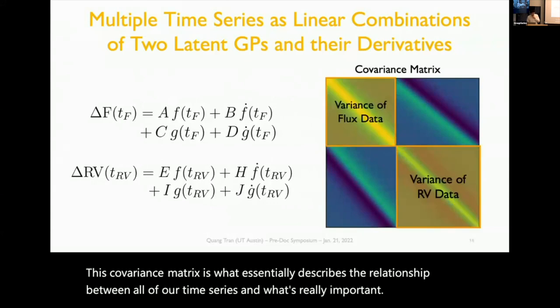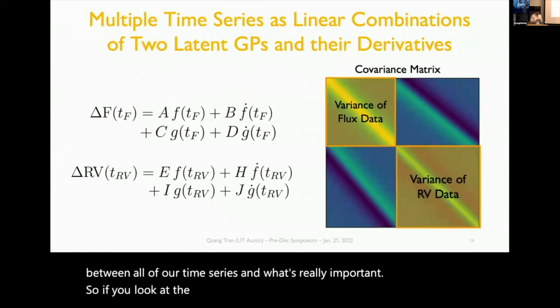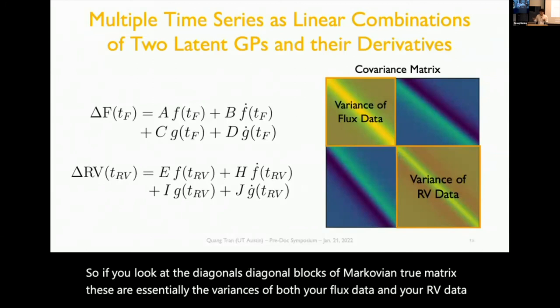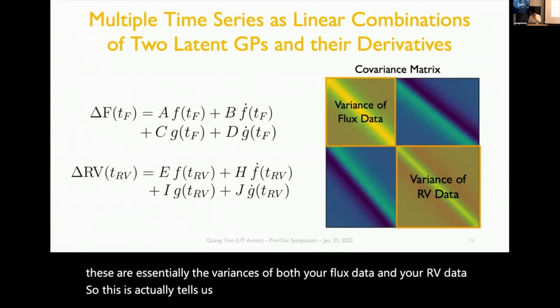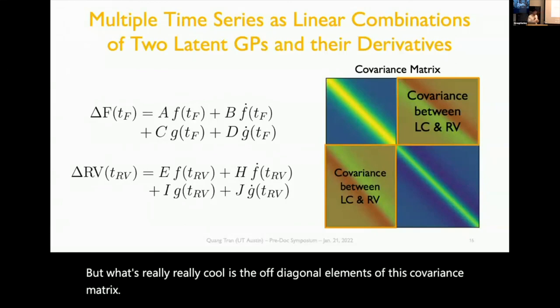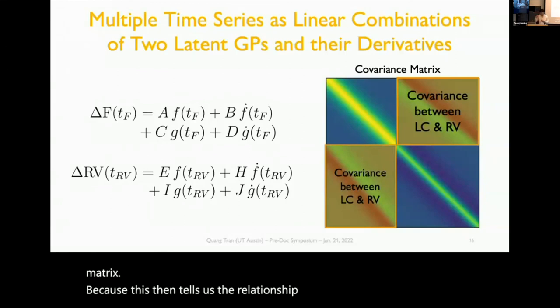So if you look at the diagonal blocks of our covariance matrix, these are essentially the variances of both your flux data and your RV data. So this essentially tells us the scatter about those data, those observations. But what's really cool is the off-diagonal elements of this covariance matrix, because this tells us the relationship between your light curve and your RV. This is where we're driving a lot of our power.